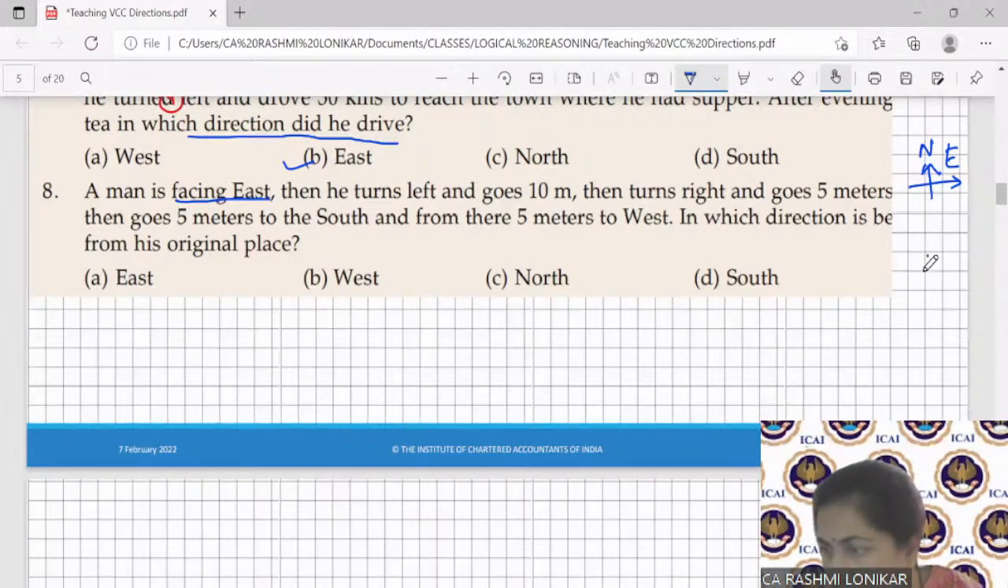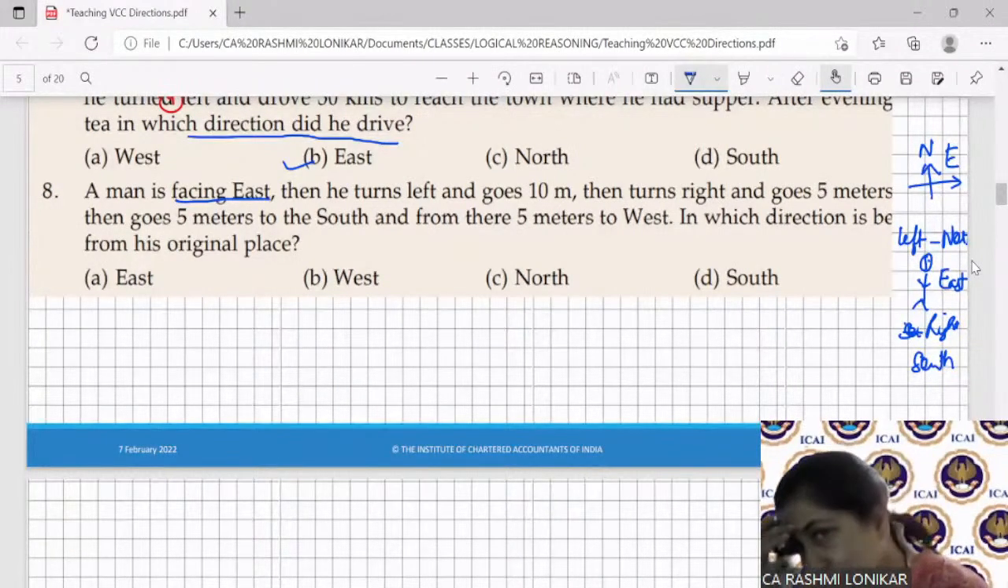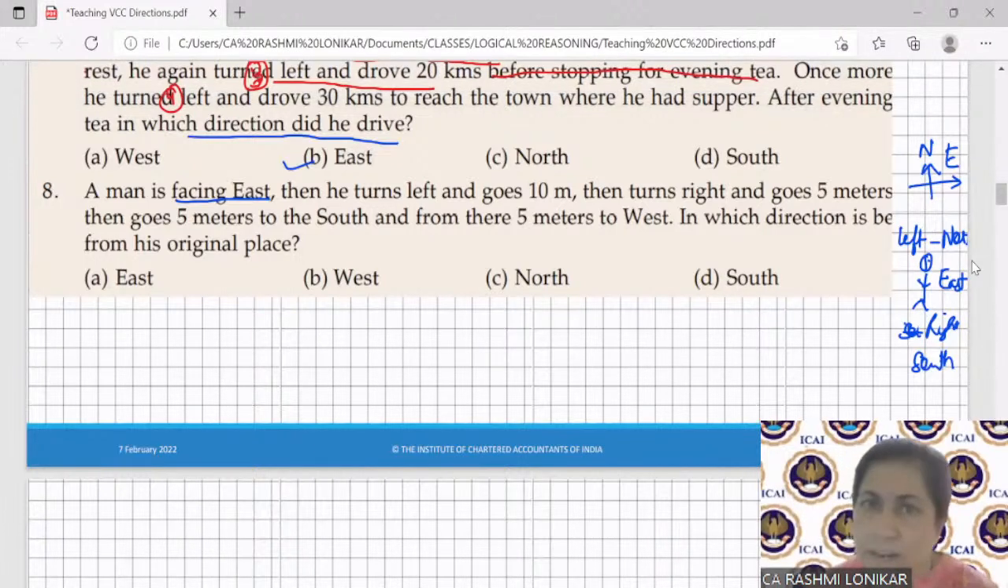When the person is facing east, what happens? On his left side is the north, and on his right side you have south. So he is facing east. Then on the left will be north and on the right will be south.